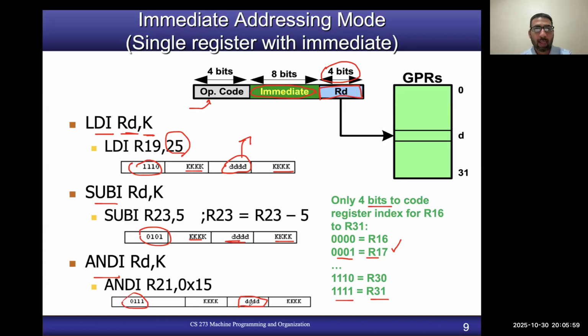Okay. Any questions? So here what we are saying is that this instruction needs 2 operands. Actually, not 2 operands, it needs one operand, but that one operand is an immediate number, and that immediate number is part of the instruction itself, and the destination is specified by your 4 RD bits.